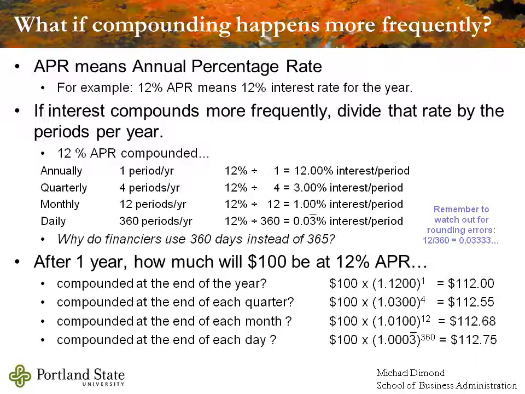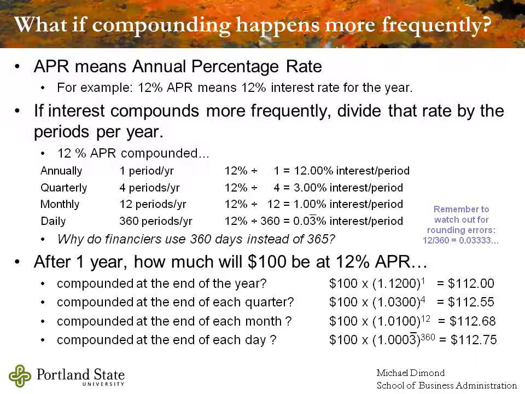The APR is a label that you've probably seen or heard of before. It stands for annual percentage rate. For instance, if you see something which says 12% APR, that means 12% interest for the year. Now that's something that, as I said, we're going to have to make adjustments to if we're dealing with a non-annual compounding. So if interest compounds more frequently, we're going to simply divide that APR by the number of periods per year. So let's look at 12% APR compounded annually. We'd be looking at 12% interest per period.